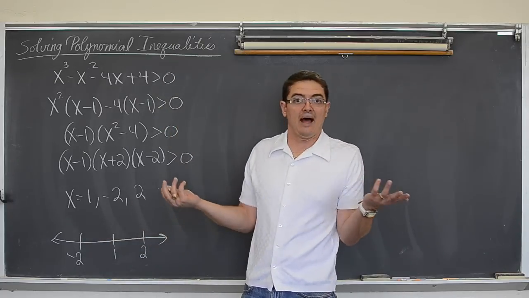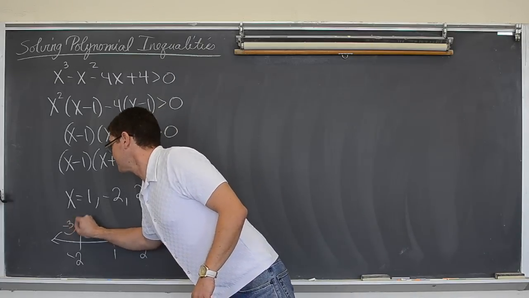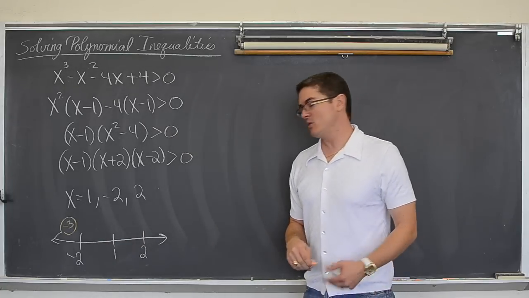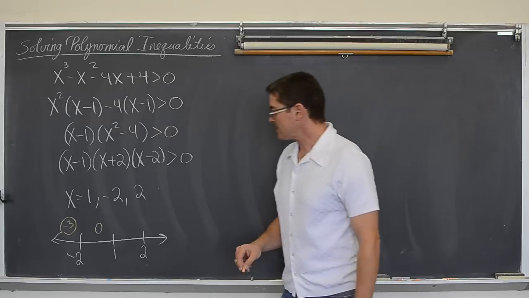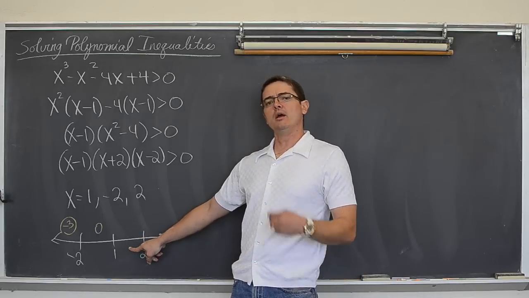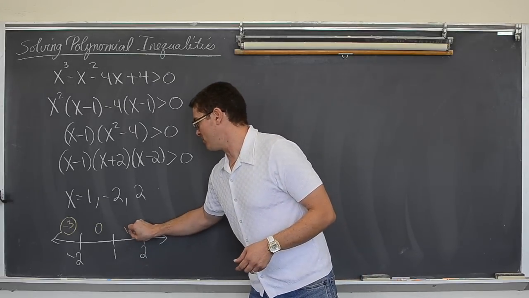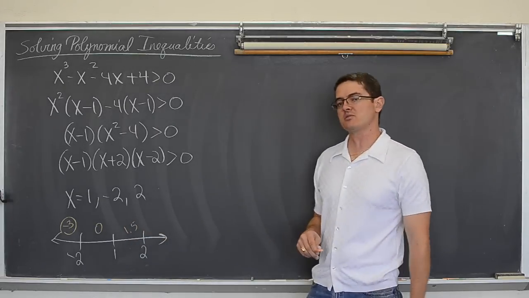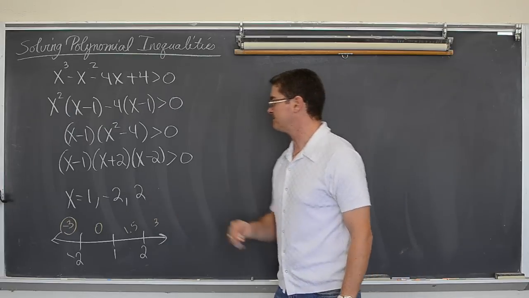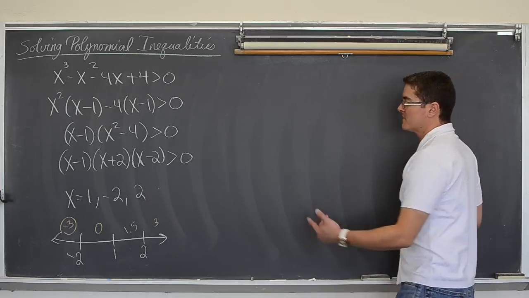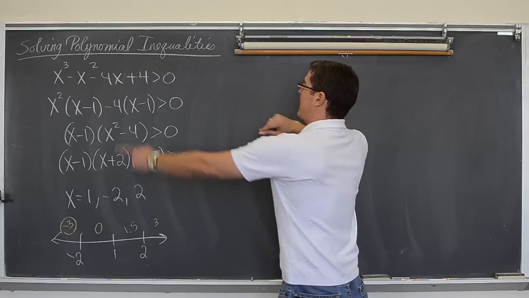I'm going to have to check out a number in each interval. Say, I don't know, negative 3. Let's try a number between negative 2 and 1, like 0. We're going to have to plug in a number that's a decimal, so maybe 1.5, and then a number that's bigger than 2, like 3. Let's see which ones work. So back up to this one.